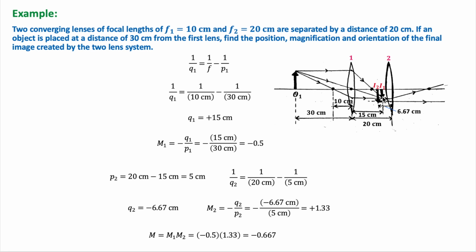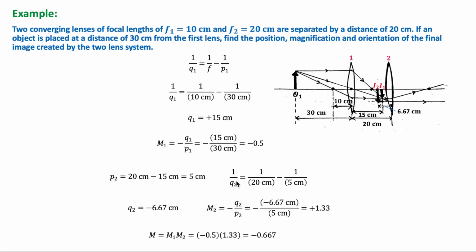So let's calculate the location of this image I1 formed by the first lens, so q1. So 1 over q1 is equal to 1 over f minus 1 over p1. So 1 over 10 minus 1 over 30, and we get q1 equal to plus 15 centimeters, and the magnification by the first lens for I1 is minus 0.5. Because I1 now is the object of the second lens, this object I1 is at a distance of 20 minus 15, which is 5 centimeters from the second lens, okay? So p2 is equal to 5 centimeters.